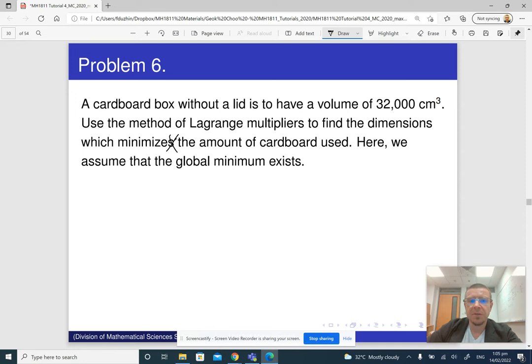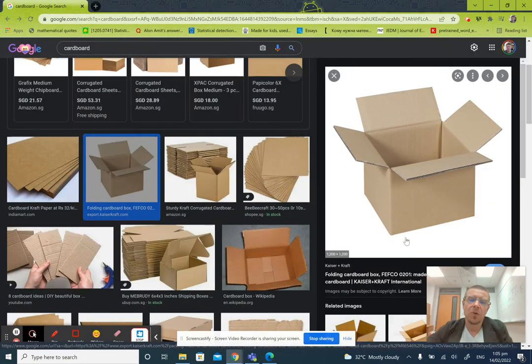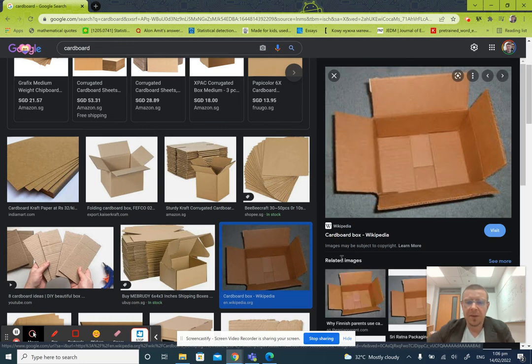So what is this about? It is about a cardboard box, so it is something like this, right? Here is a cardboard box without a lid, so it is not covered from above. The volume is fixed, and we need to minimize the amount of cardboard. In other words, we need to minimize essentially the surface area, right? The cardboard consists of the bottom and the four sides.